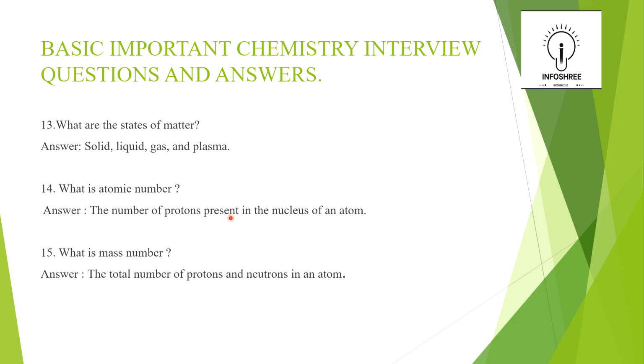The 14th question is: what is atomic number? This is also a most important question. The atomic number is the number of protons present in the nucleus of an atom. And what is mass number? The total number of protons and neutrons in an atom. Mass number means the protons and neutrons both together.